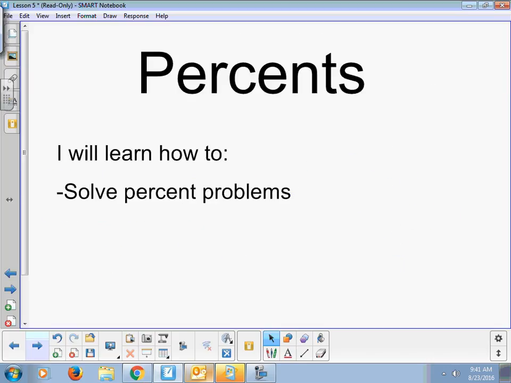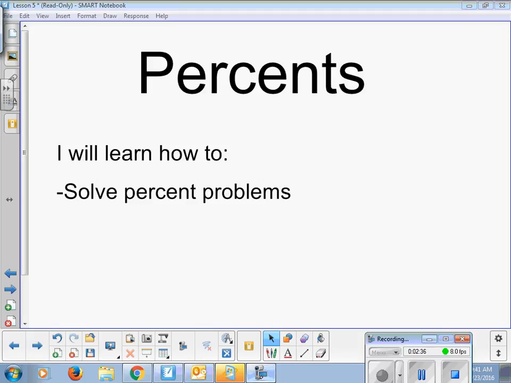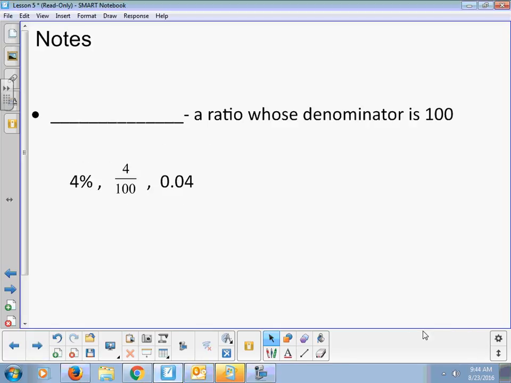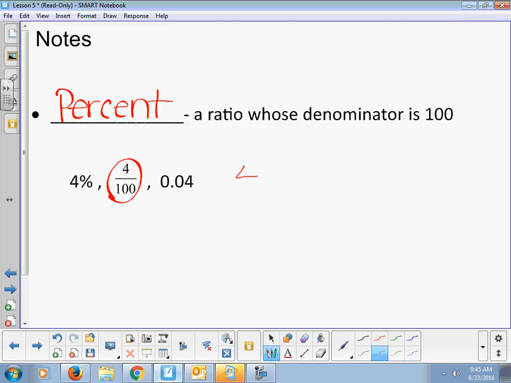Okay, today's lesson is on percents, and your target for today is that you will be able to solve percent problems. Okay, a percent is a ratio whose denominator is 100. Percents are always out of 100. 4% would be equivalent to 4 over 100 and 4 hundredths. We know that we could simplify 4 over 100 by dividing both sides by 4, and we would get 1/25.